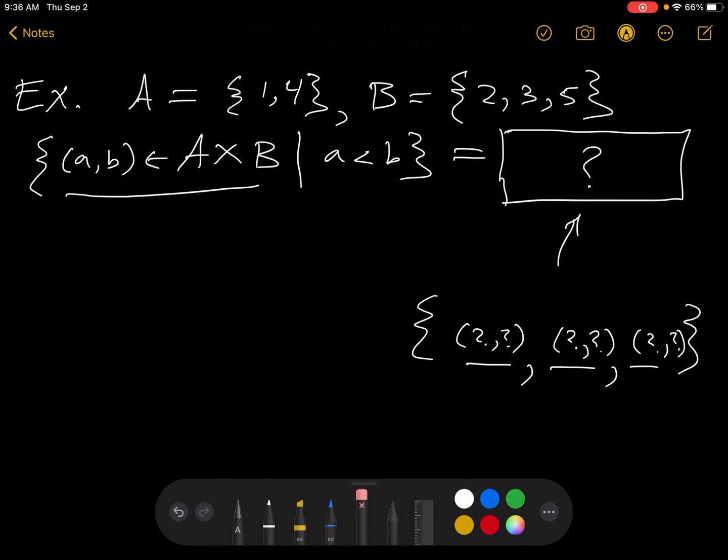Make sure your answer has these brackets around it, because if it doesn't, then it won't actually be equal. A list of points is not the same thing as a set of points.